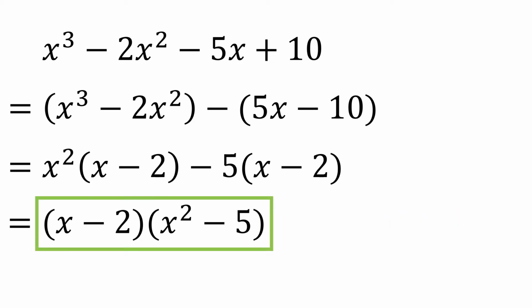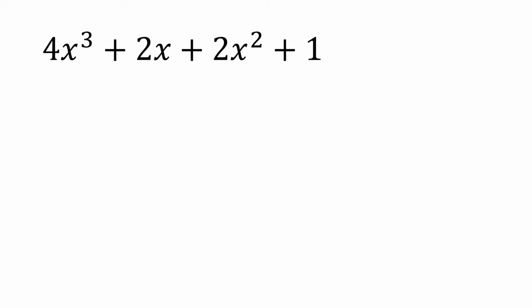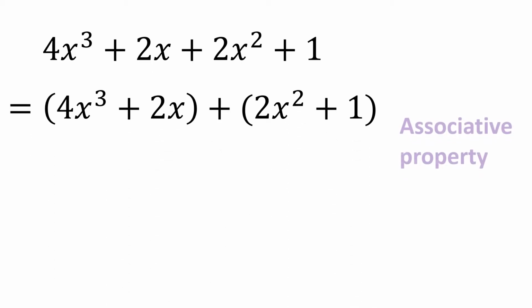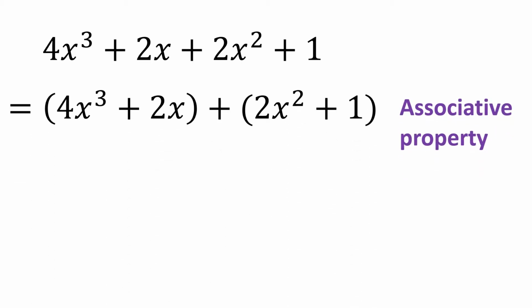Let us try another one. Let's try to factor 4x cubed plus 2x plus 2x squared plus 1. Group the first and second terms and group the third and fourth terms. So we have 4x cubed plus 2x plus 2x squared plus 1.